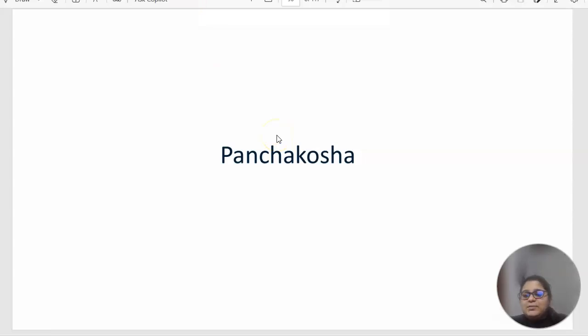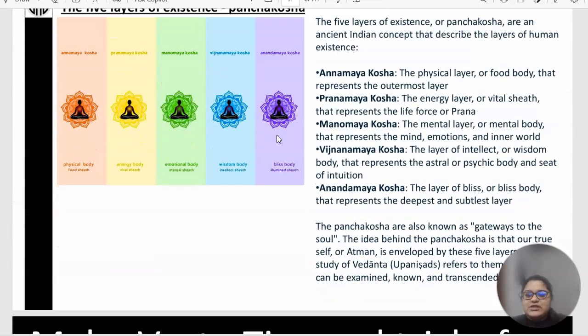The Panchakoshas are basically dependent on five layers of existence. Pancha means five and koshas mean layers of existence. So the first and the outermost kosha that we have is the Annamaya Kosha. Post that, the second kosha is the Pranamaya Kosha. The third one is the Manomaya Kosha. The fourth one is the Vijnanamaya Kosha. And the fifth one, being the most internal one, is the Anandamaya Kosha.